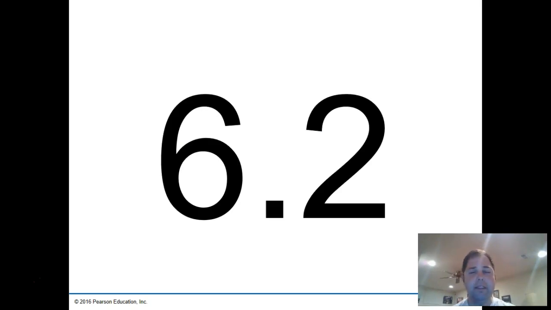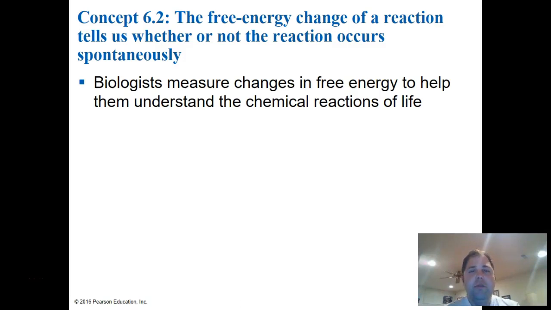And that brings us to 6.2. 6.2 talks about whether or not a reaction is going to occur spontaneously, and we want to think about spontaneity as whether or not the free energy change of the reaction is positive or negative.